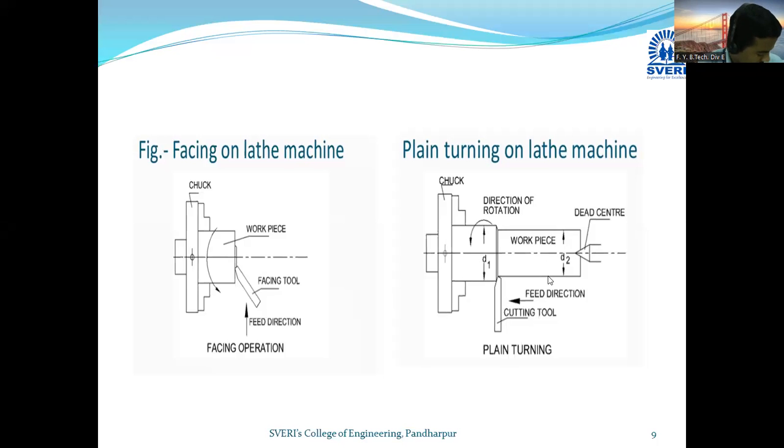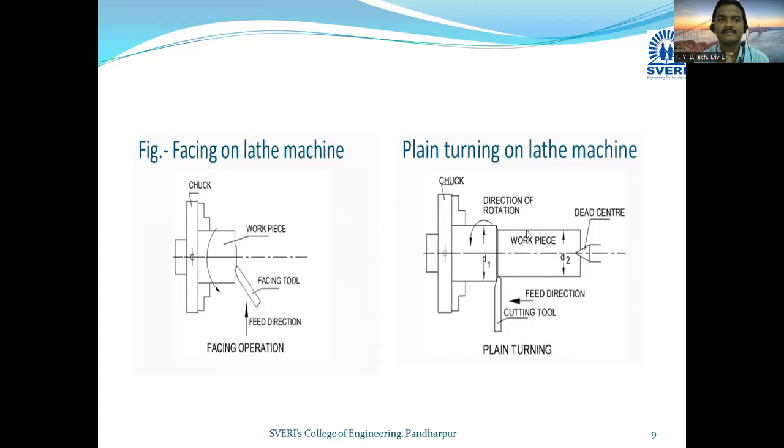Please pay attention, we will finish within 2 minutes. In the turning operation, you can see that the diameter of the workpiece is reduced. Right? When the diameter of the workpiece is reduced, that operation is called turning operation. The process of reducing the diameter of the workpiece is known as turning operation.